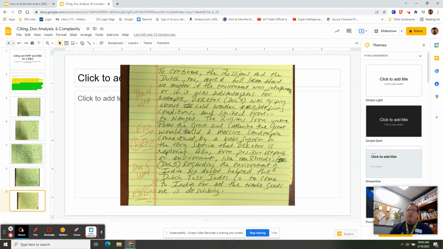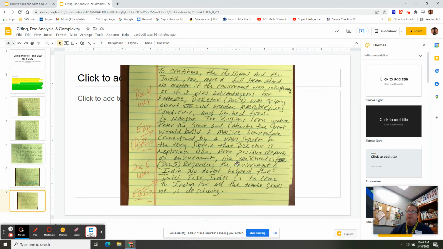And the Russians soon, but this is the part that they don't talk about in the document that we know about. So let's talk about it. We know that in the future, the Russians are going, under Peter the Great and Catherine the Great, to build a massive land empire connected by a train system on the very Siberia that this guy is exploring. Evidence beyond the doc, or HIP, whatever you want to do there. There it is.